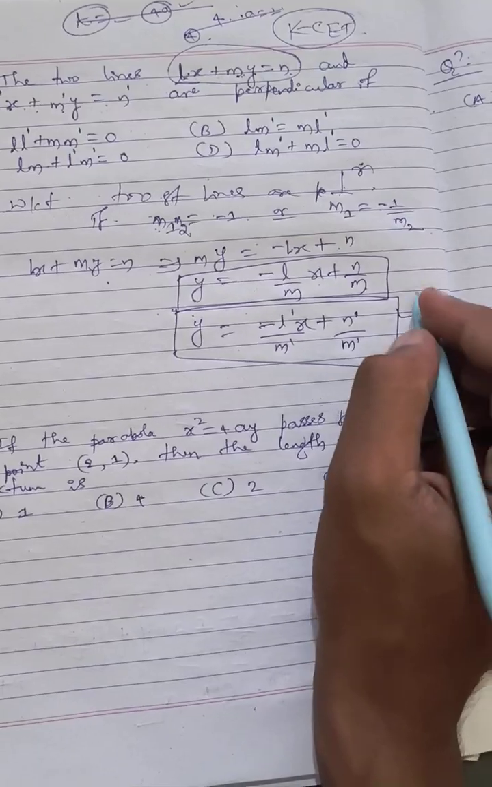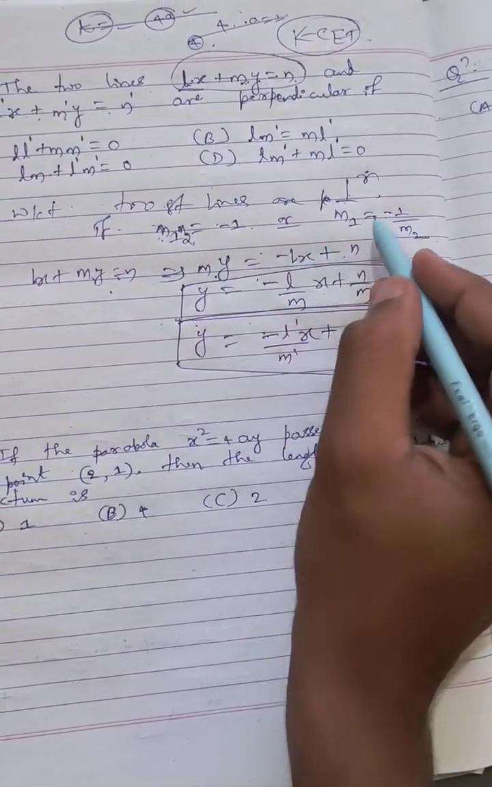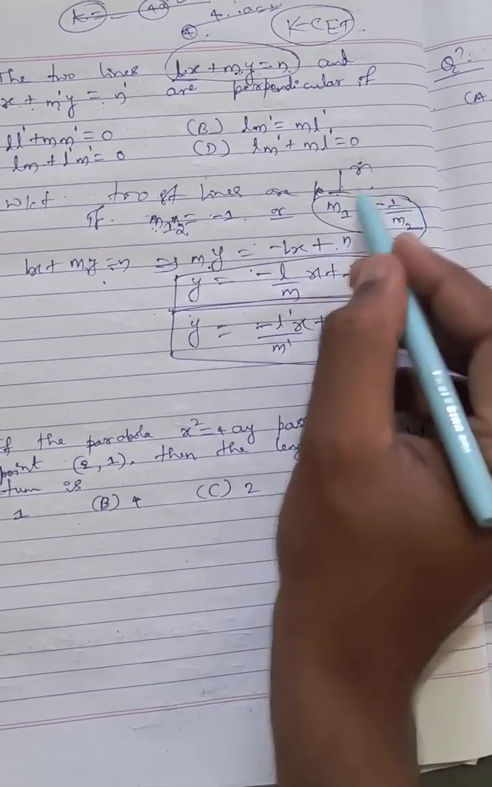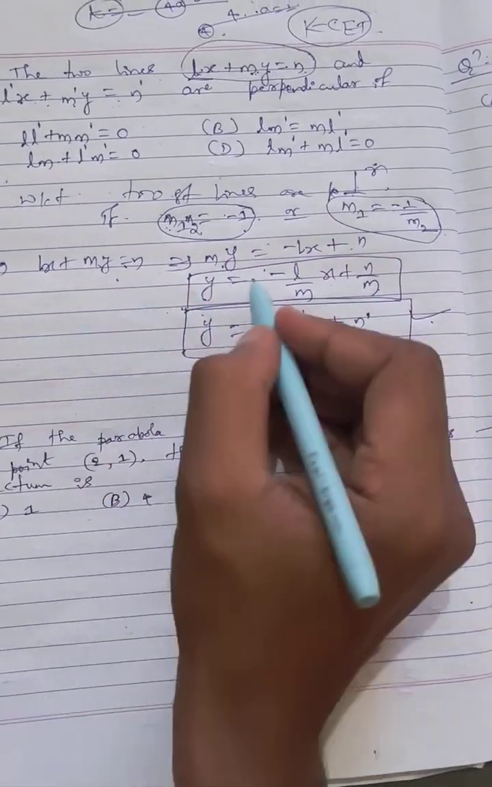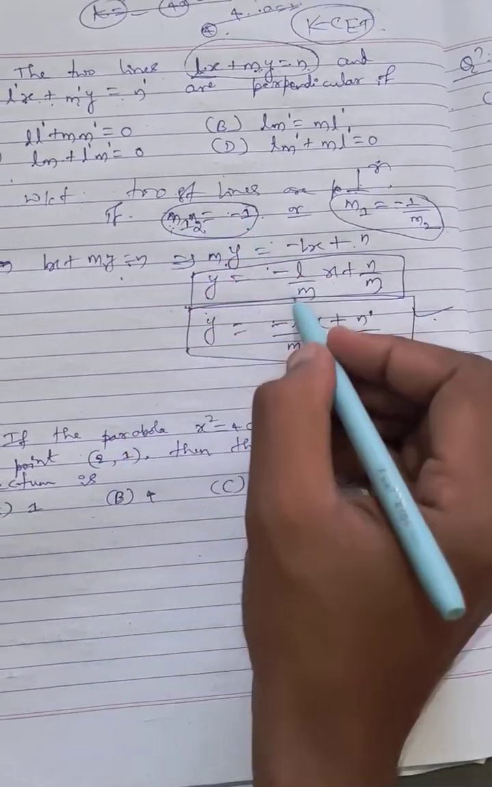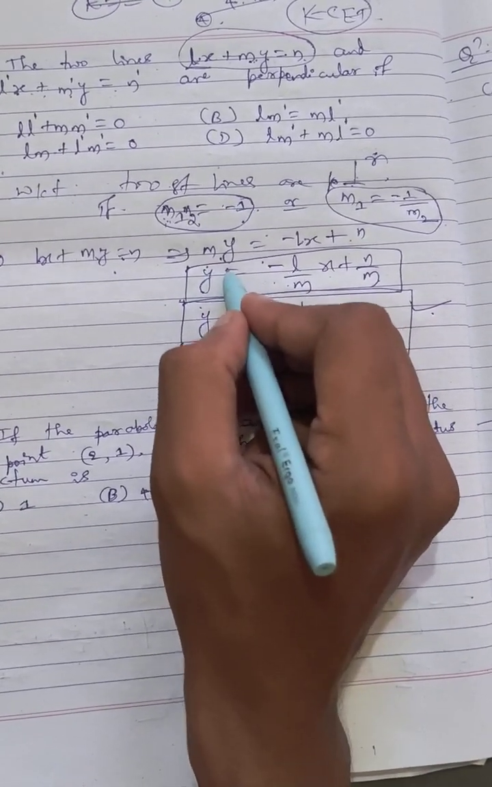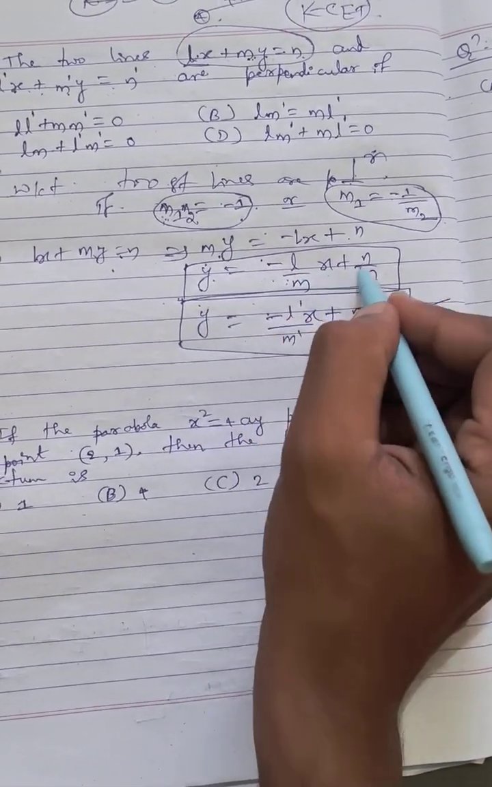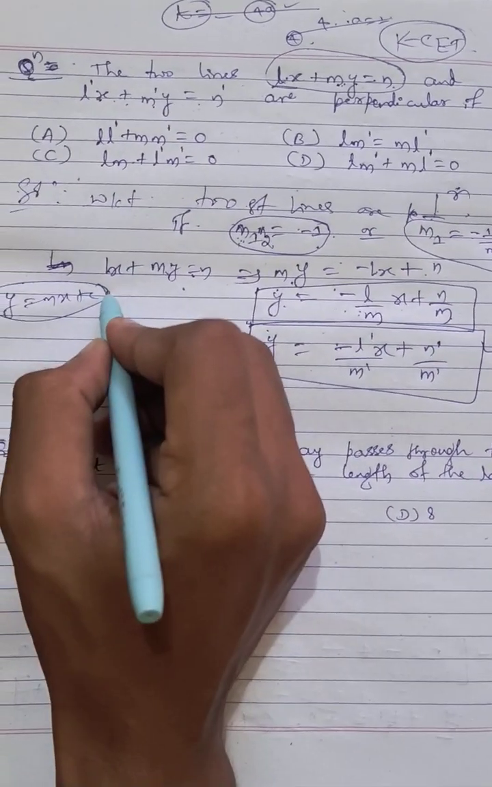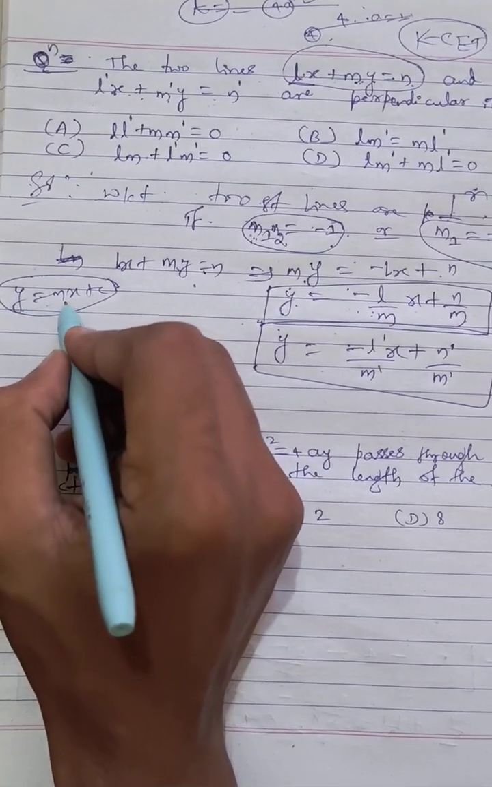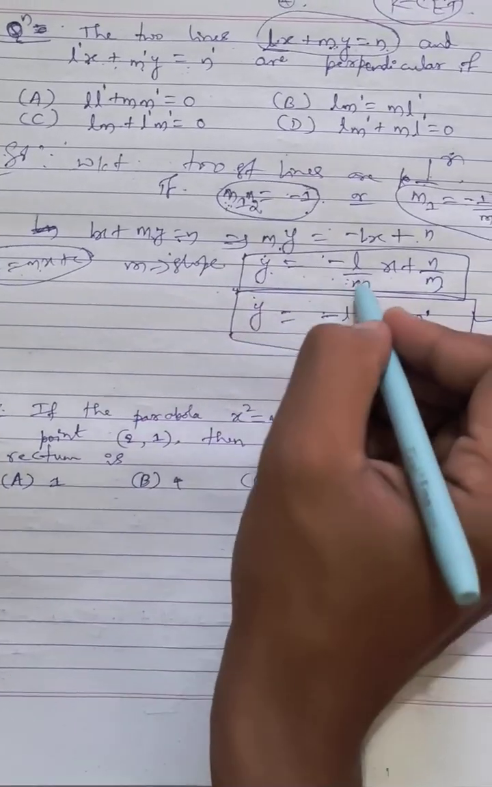Now we know that these two straight lines are perpendicular if this condition is satisfied. So consider m1 into m2 is equal to -1. What is m1? The slope of the first line. If the straight line is of the form y is equal to mx plus c, then m is the slope.